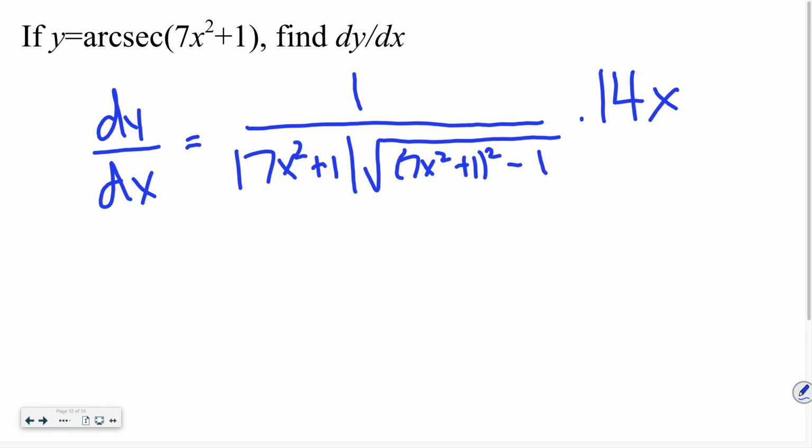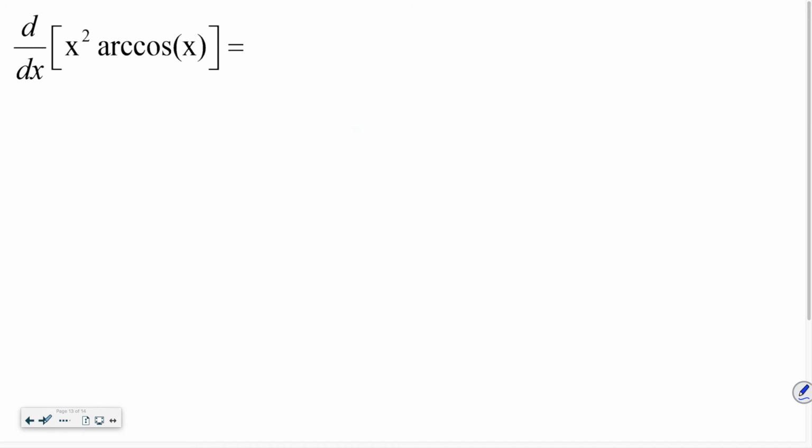All right, we have done 3 examples that have just been use the rule, right? Okay, so let's stretch our brains a little bit and do an example where it's not just the rule. What do we have going on in example 4? We have a product, which means we should use the product rule.